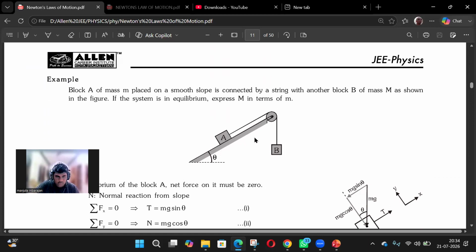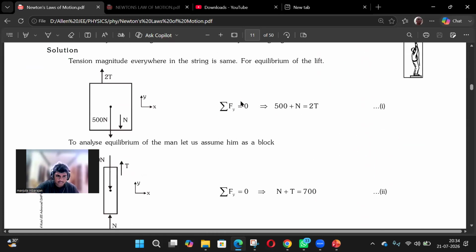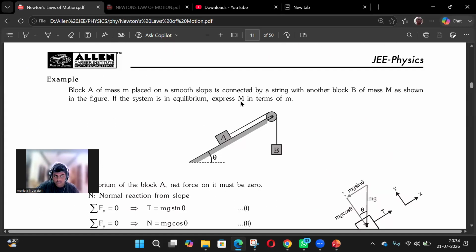Similar question. Two masses M and m. So you have to find the relation so the other is at rest. Try this one.